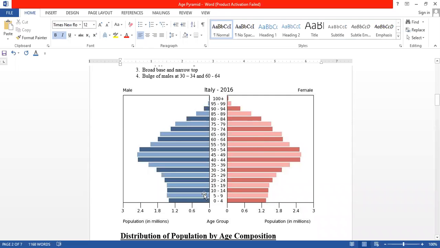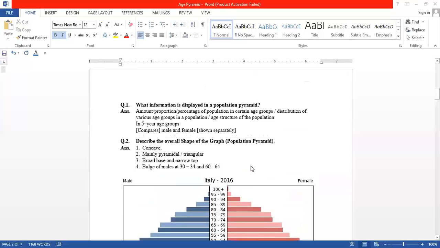The main symptom: a narrow base means a low proportion of children, meaning the birth rate is fully controlled. Broad in the middle means that most people are of working age or the active population. On the top side, you are watching there are 100+ people, meaning most people are in old age, because the death rate is fully controlled. So this type of age pyramid is called regressive.